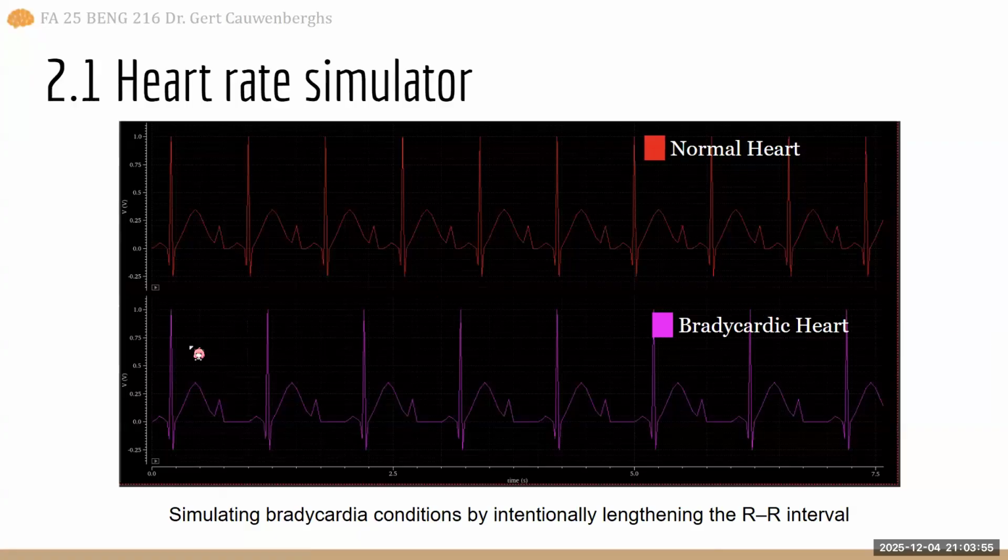In this slide, we wanted to simulate the heart as closely as possible. On the top is a normal heart, where we use a piecewise linear voltage source to simulate it. And then for the bradycardic heart, we also included a little delay between each beat to simulate this bradycardic heart.